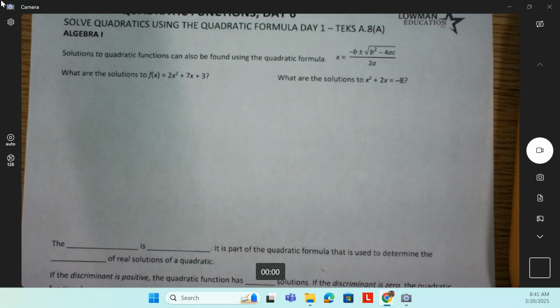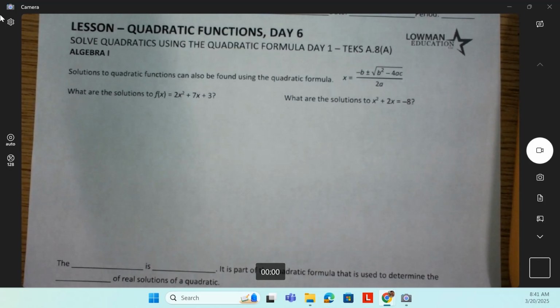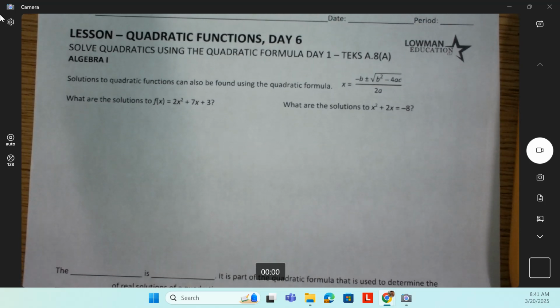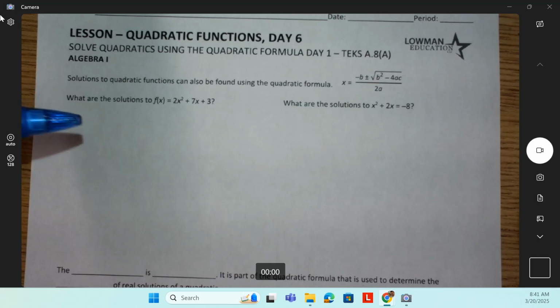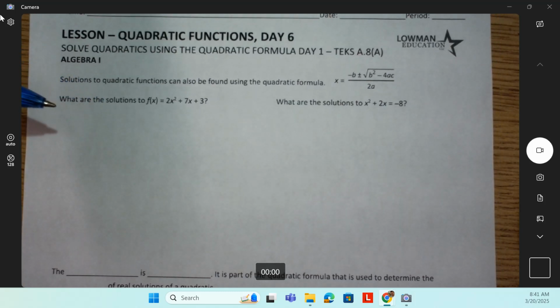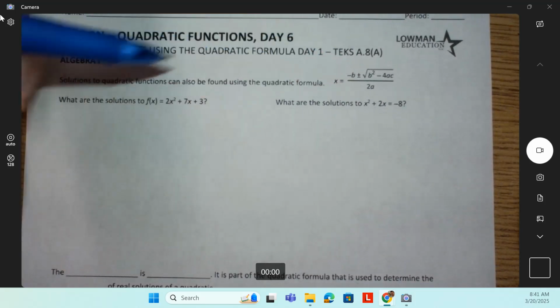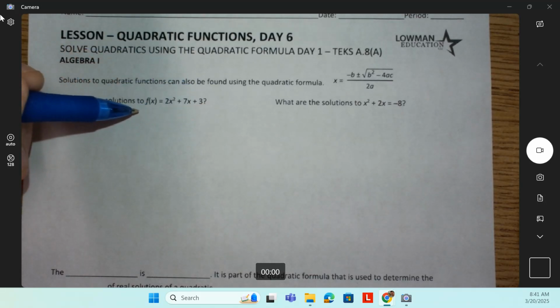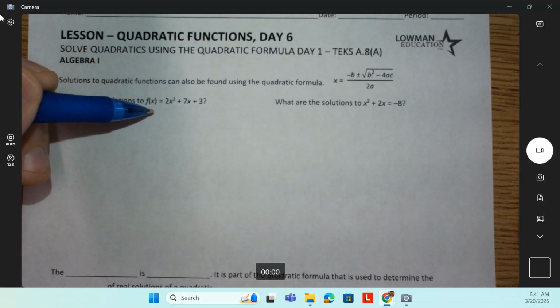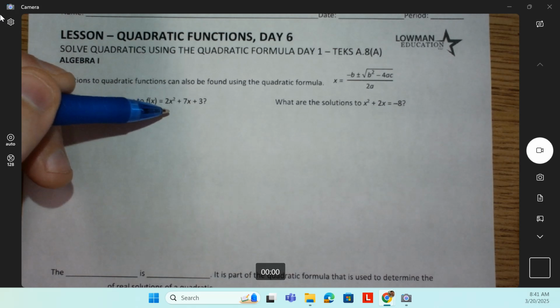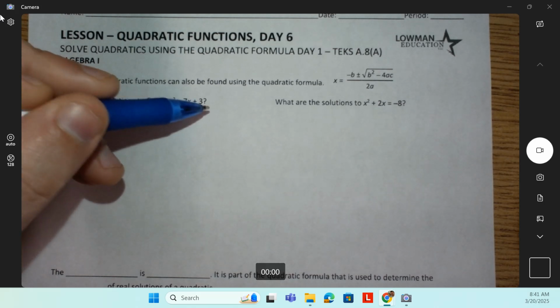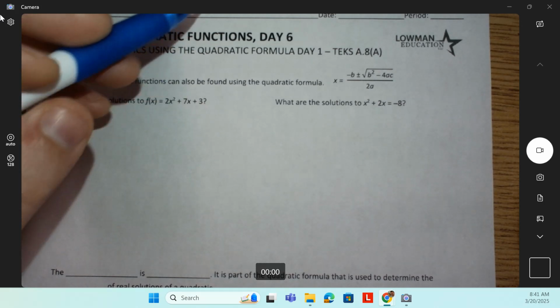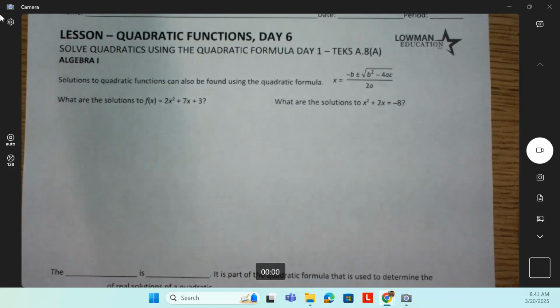Right, today we are learning about the quadratic formula. So we're looking at quadratic functions. The quadratic formula is the answer to all of your problems. And when I say that, I mean that any quadratic you have, if you can put it in this format of a times x squared plus b times x plus c, then you can plug numbers into the quadratic formula and it will give you your solutions.